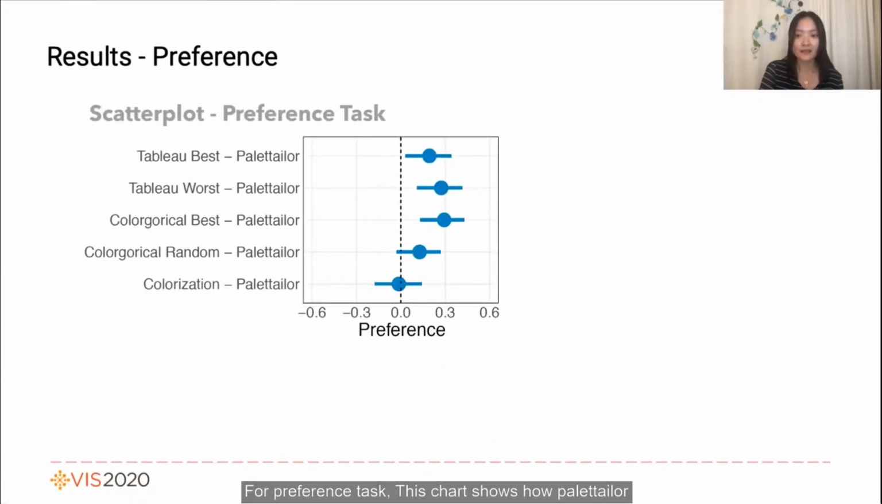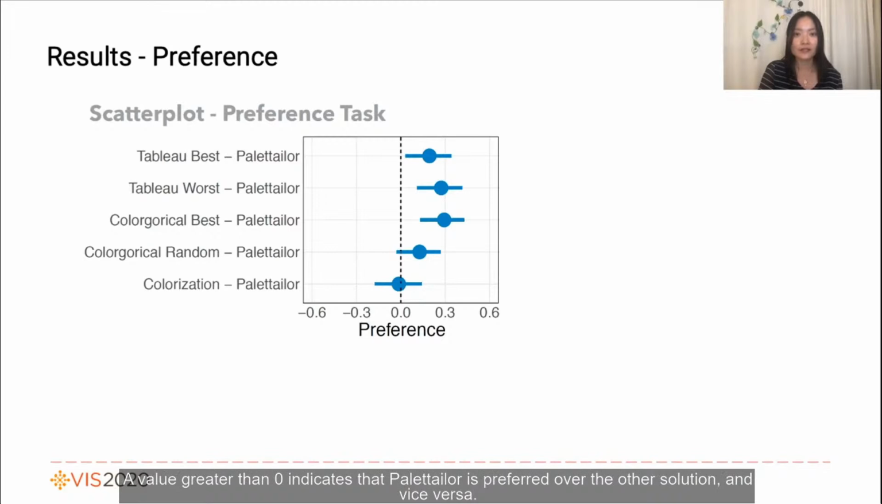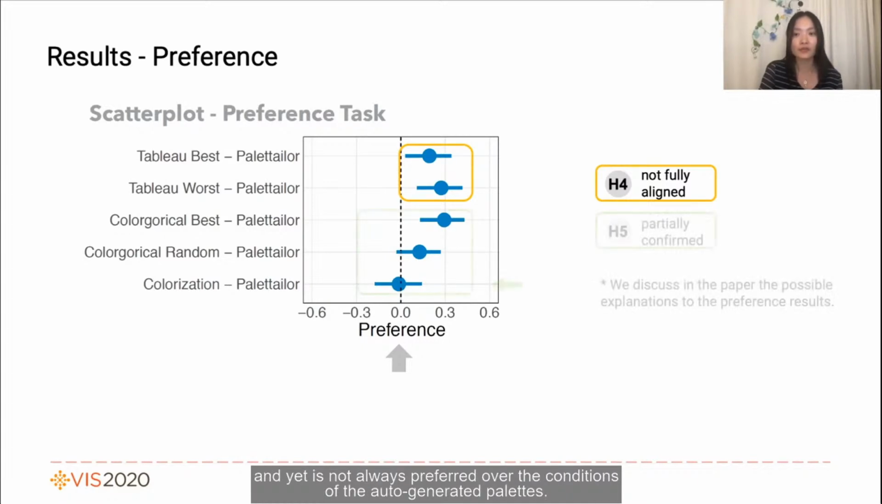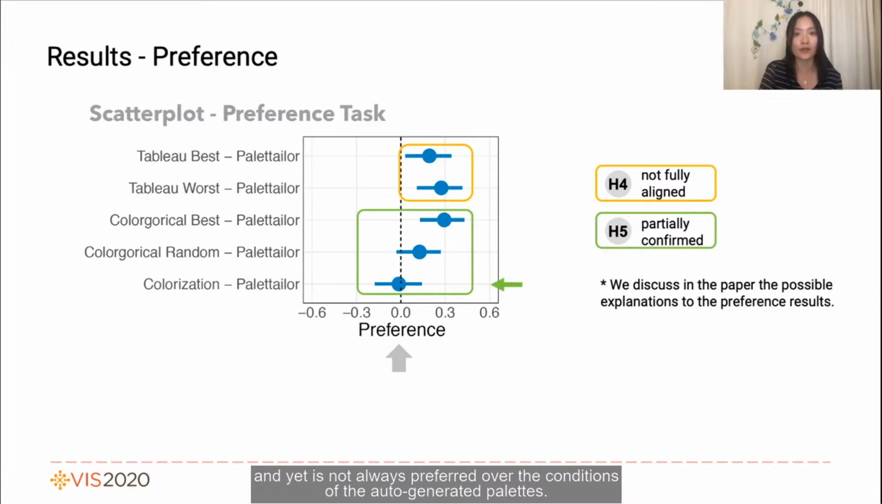For the preference task, this chart shows how Palettailor performs against benchmark conditions. A value greater than 0 means that Palettailor is preferred over the other solution and vice versa. We found that Palettailor is preferred over the conditions of the manual crafted palette, and yet is not always preferred over the conditions of the auto-generated palettes.